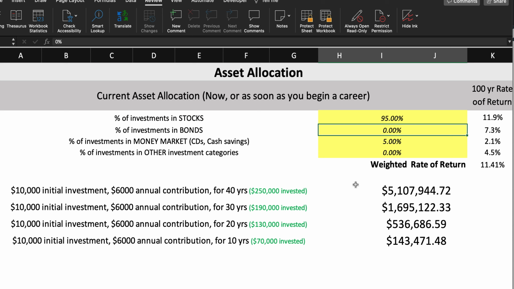And that's why you can see what that does to the money, how it increases it significantly over the long term.